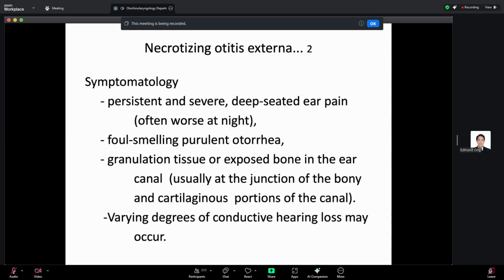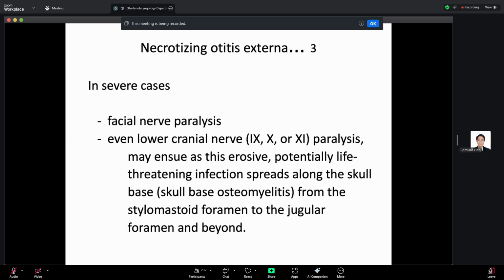Usually the patient will present with persistent and severe pain, foul-smelling otorrhea, and there is granulation when you examine the ear. Of course, because of the granulation, there is a degree of conductive hearing loss. Next slide. In severe cases, they can also present with facial nerve paralysis. Next slide.